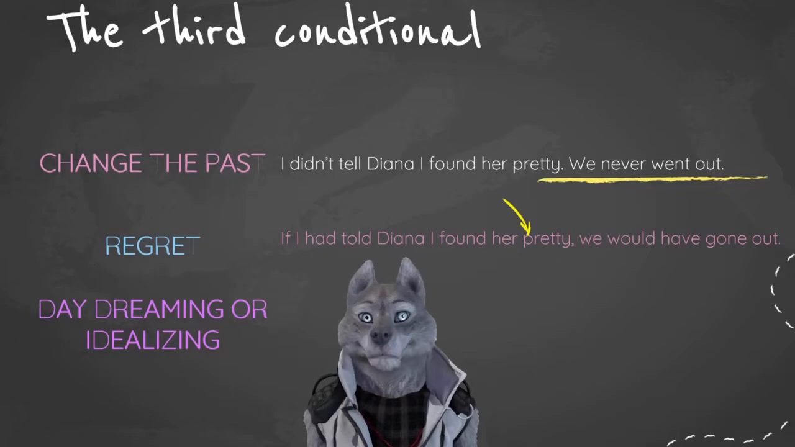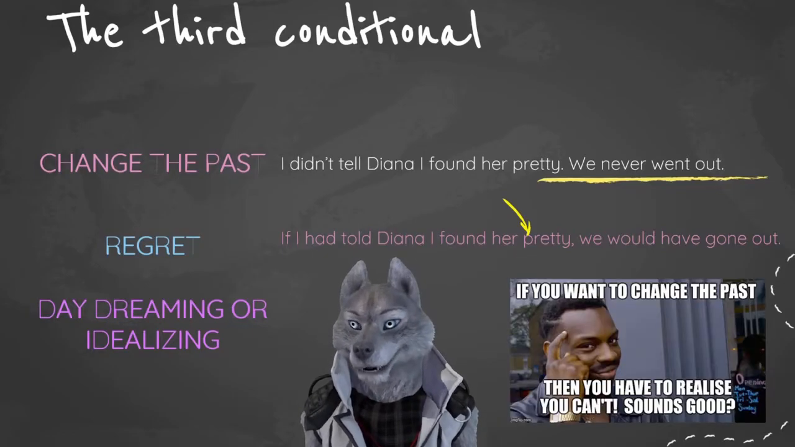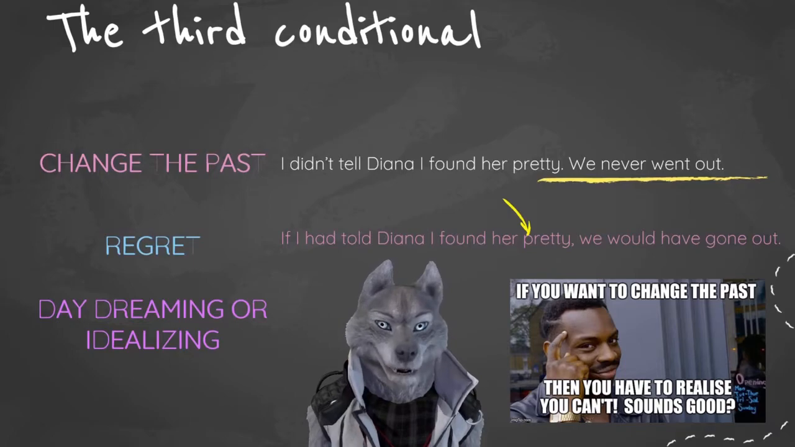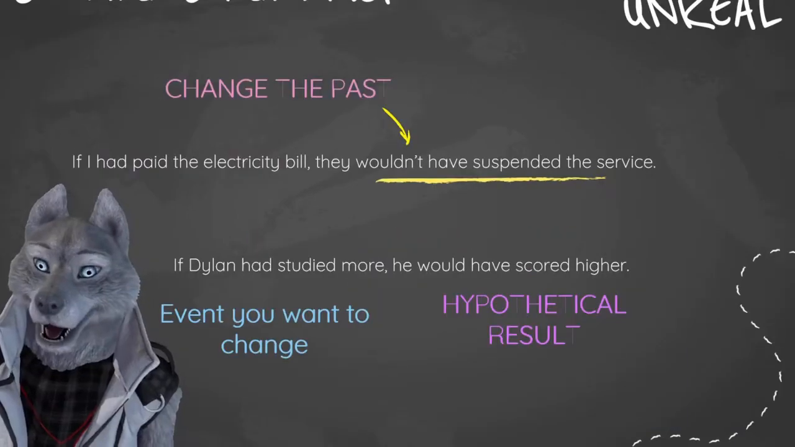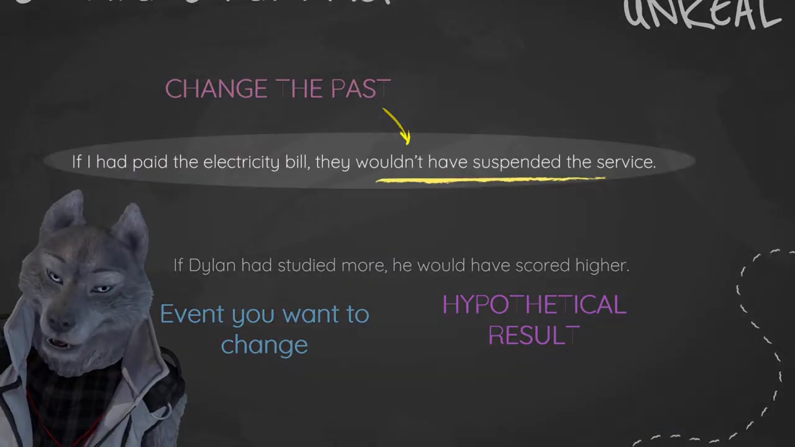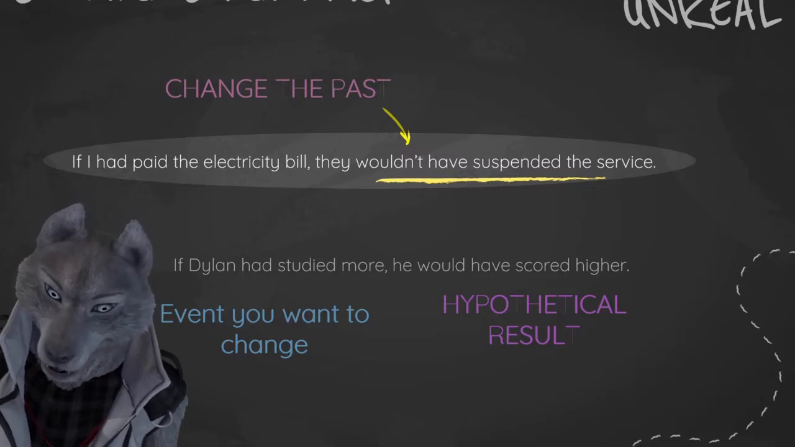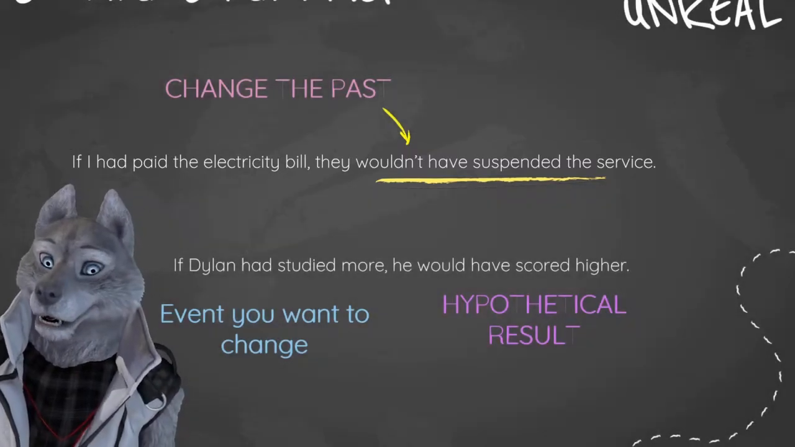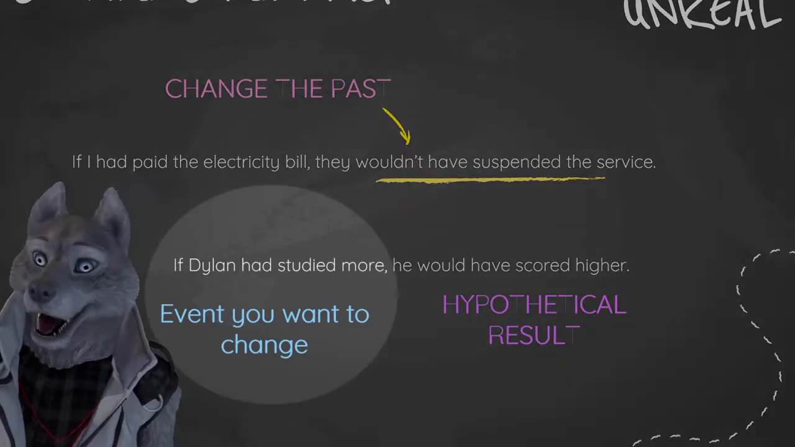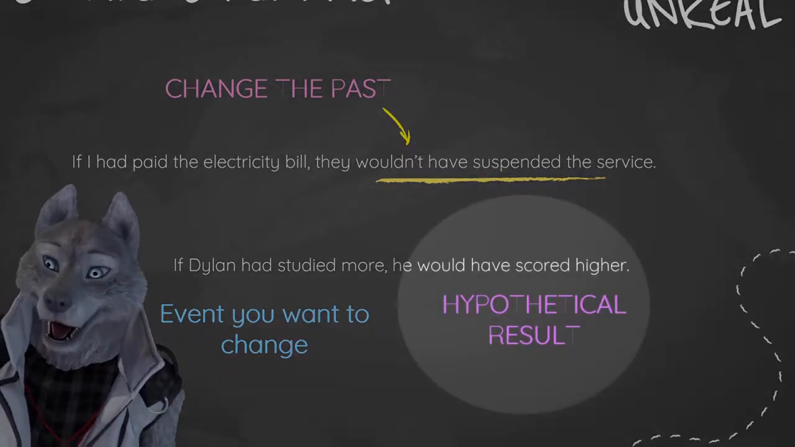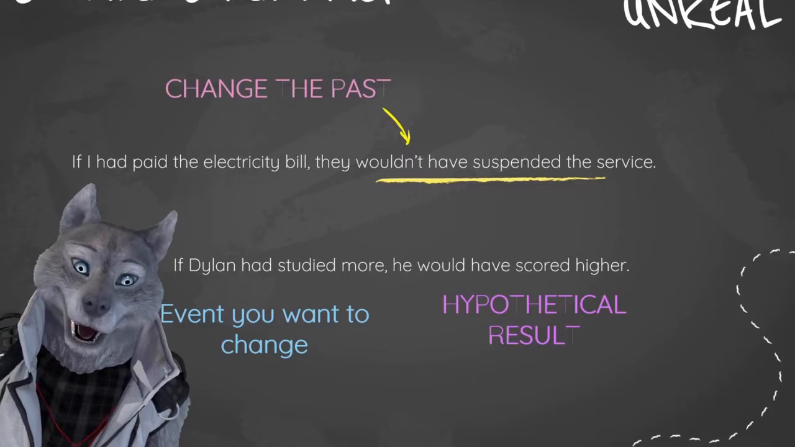That's an example using the third conditional. Remember that we use it to change the past. That's what we want to modify. Here we have another example. If I had paid the electricity bill, they wouldn't have suspended the service. As you can see, we always have two clauses. An event you want to change and a hypothetical result, just like here in the example.